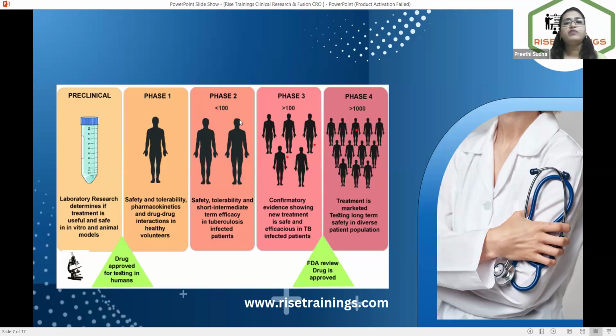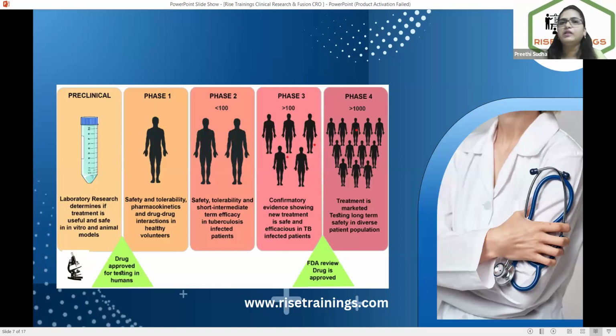After successful completion of phase 2, they'll go for phase 3. What is phase 3? Whatever they have done in phase 2, they are mostly repeating the same thing in phase 3. They are checking the safety and also the effectiveness of the medication, but in a larger group. Maybe more than 1,000 to 2,000 people or 3,000 people, not more than that.